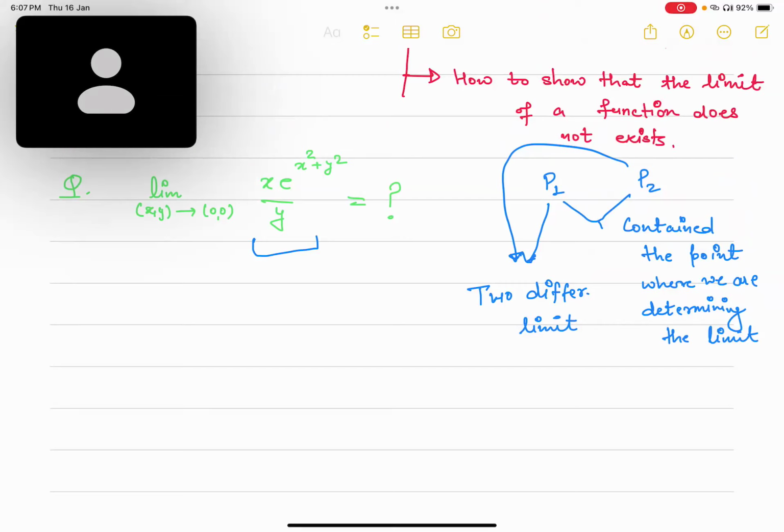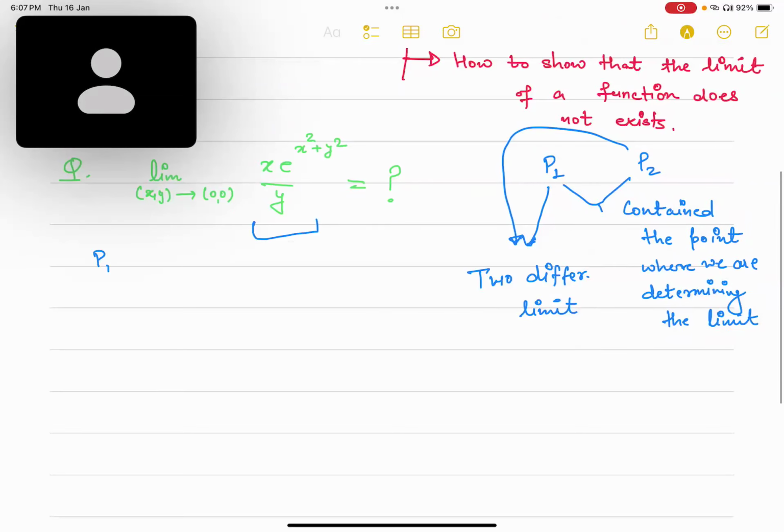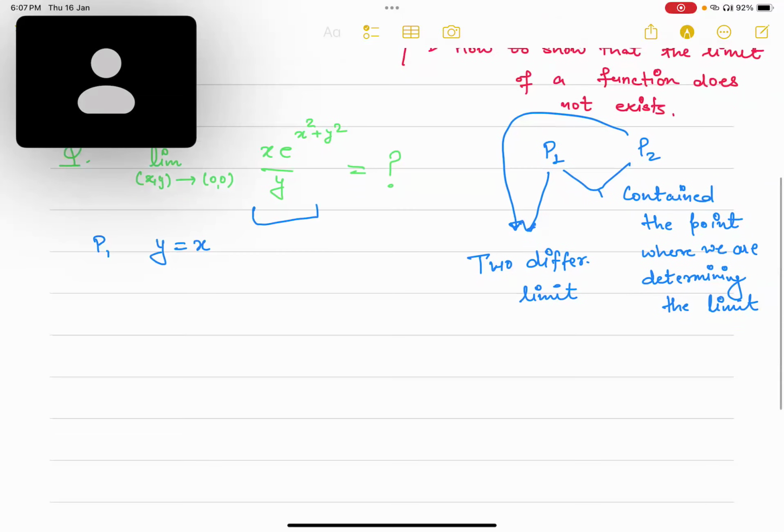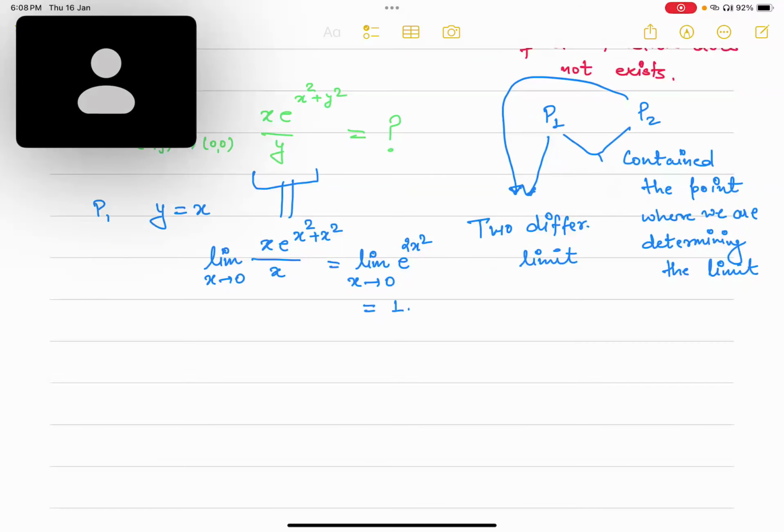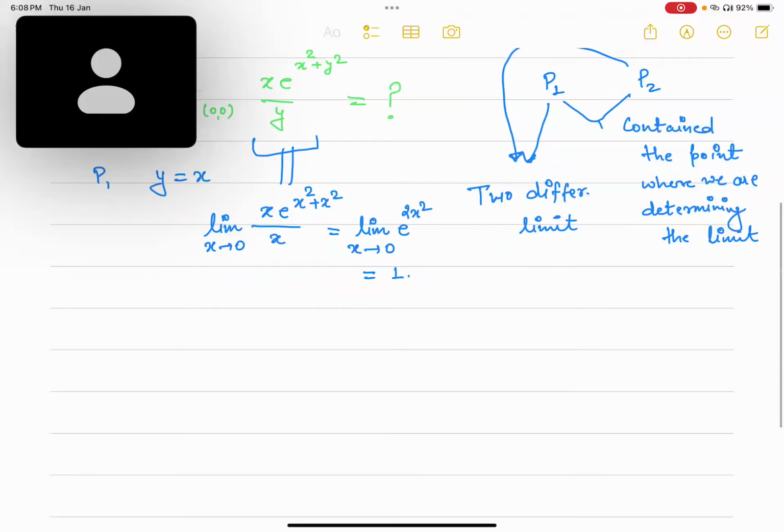This is the question. Suppose you take path P1 as y = x. What is the limit of this function? It reduces to x e^(x²+x²)/x. There is no y, so the limit as x tends to 0 is limit of e^(2x²), which will be 1. This is a question of one variable. I hope you all know this.